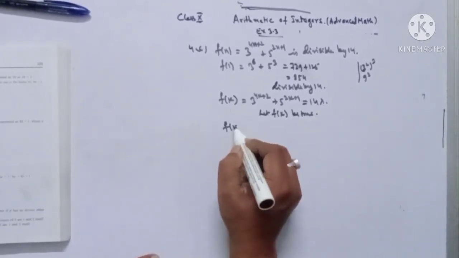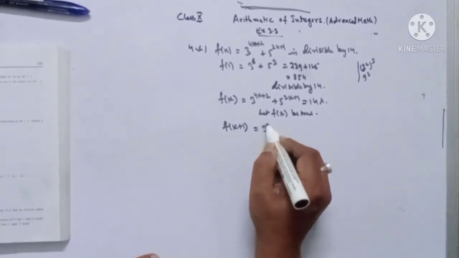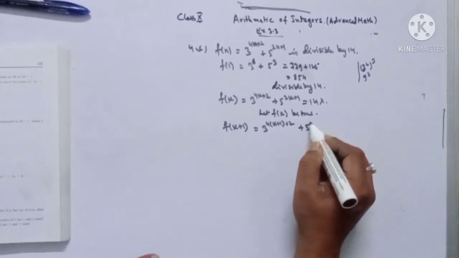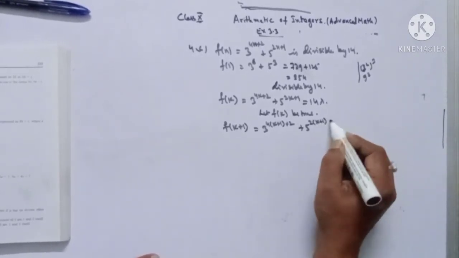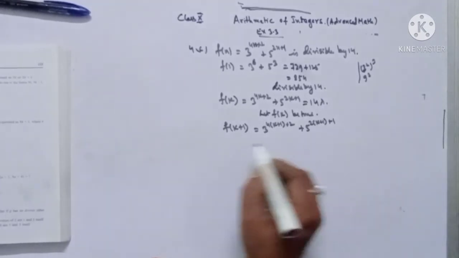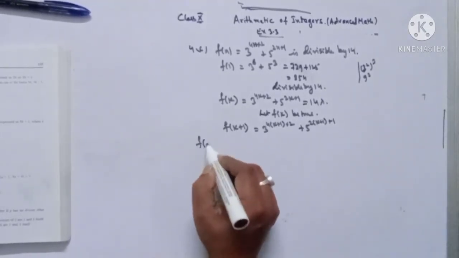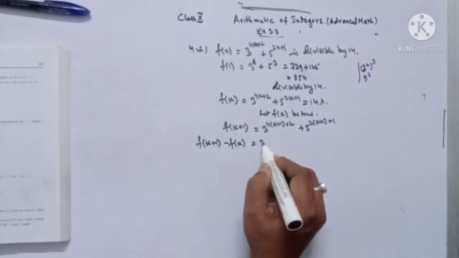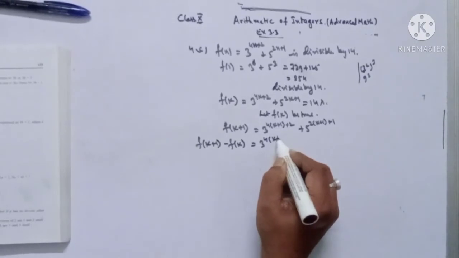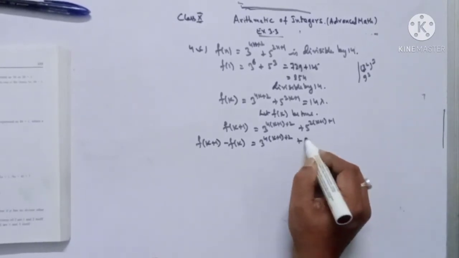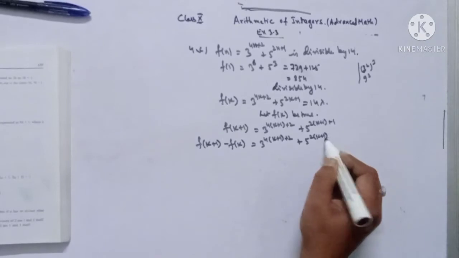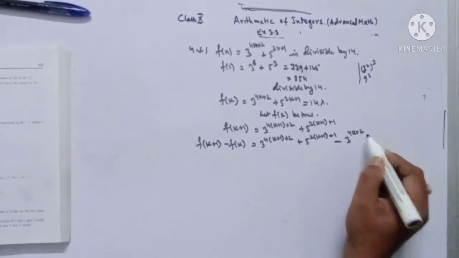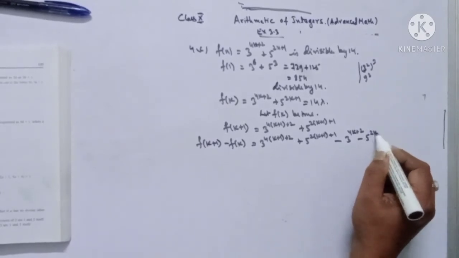Now f k plus 1 will be 3 to the power of 4 k plus 1 plus 2 plus 5 to the power of 2k plus 1 plus 1. So we have to prove that this is divisible by 14. So f k plus 1 minus f k will be 3 to the power of 4 k plus 1 plus 2 plus 5 to the power of 2 k plus 1 plus 1 minus 3 to the power of 4 k plus 2 minus 5 to the power of 2 k plus 1.